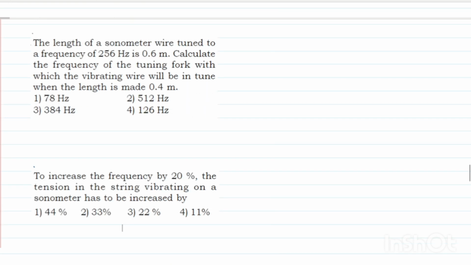The length of the sonometer wire tuned to a frequency of 256 Hz is given as 0.6 meter. Calculate the frequency of the tuning fork with which the vibrating wire will be in tune when the length is made 0.4 meter.